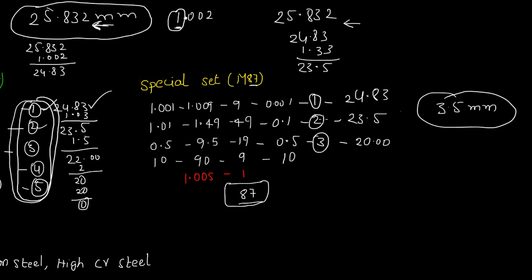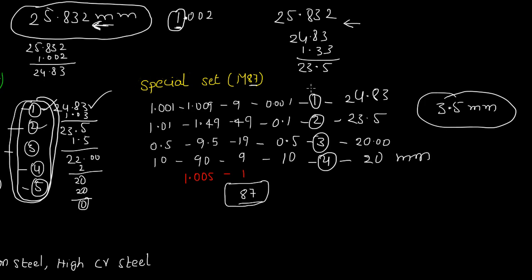Can I select this? Yes, I can select, because the step size is 0.5 and the range is 0.5 to 9.5. Yes, definitely 3.5 will be in the range. Then I can definitely delete the 3.5 from 23.5. I will get 20. And from this, the fourth slip gauge will be 20 mm.